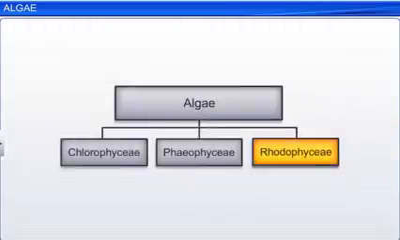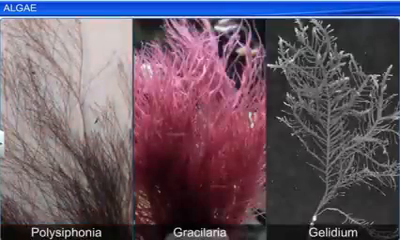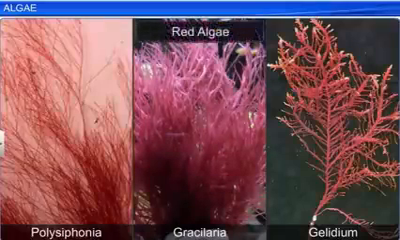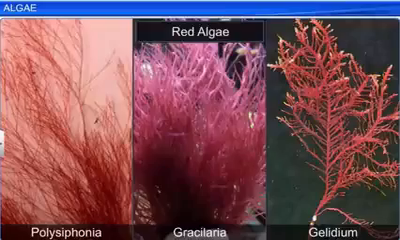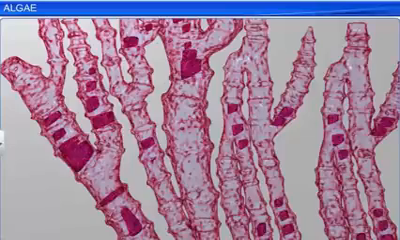Rhodophyceae is another class of algae whose members include Polysiphonia, Gracilaria, and Gelidium. The members are often called red algae. The red color is due to a high concentration of the red pigment r-phycoerythrin.